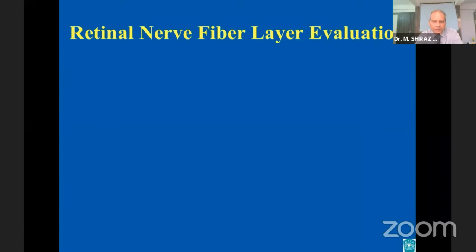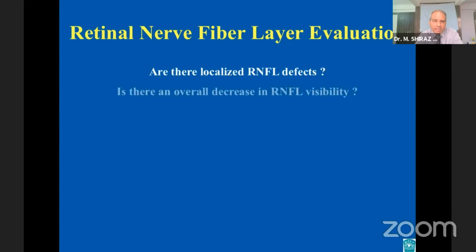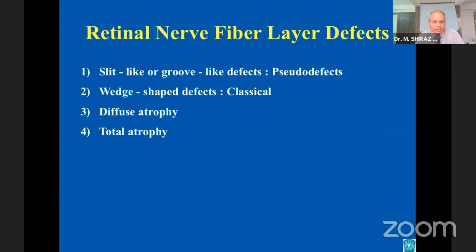Again, when RNFL is evaluated, 2 questions need to be addressed. First, are there any localized RNFL defects? And second, is there an overall decrease in RNFL visibility? RNFL defects can occur in a diffuse way or in the form of localized defects such as slit-like defects or wedge-shaped defects. However, one should be aware that the RNFL defects are not pathognomonic of glaucoma.